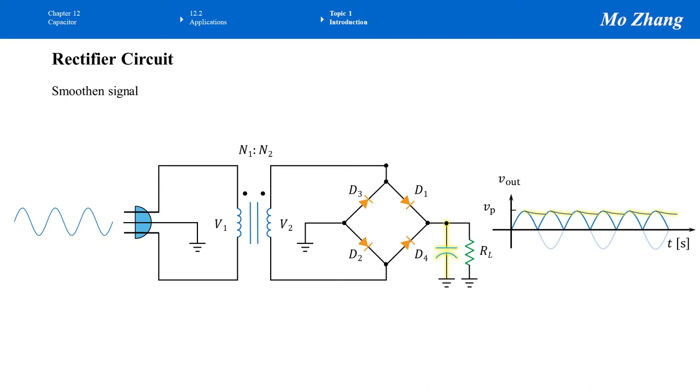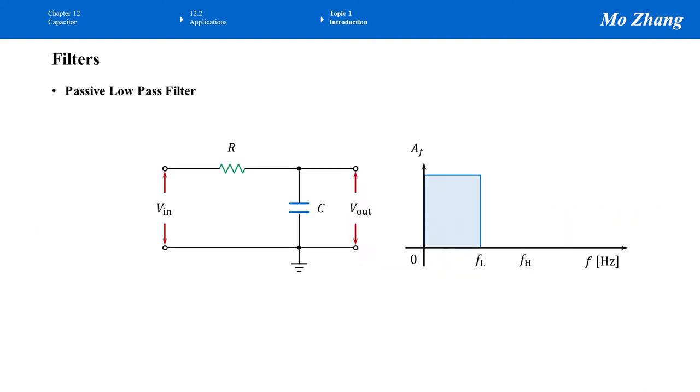It looks kind of flat now. At least it's flatter than before, than without using this capacitor. Of course, we need to implement different techniques later to make it like a straight line. The following slides show different applications of using capacitors. These applications or designs are called filters.